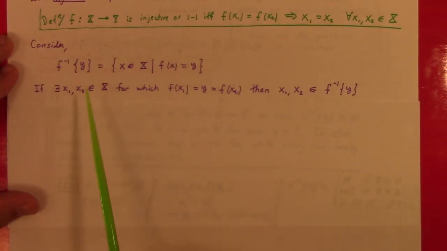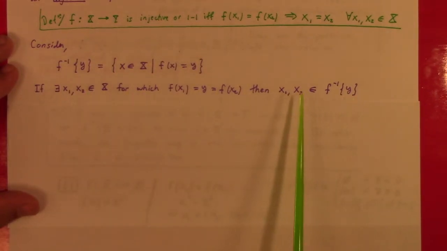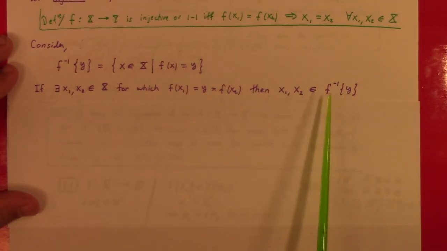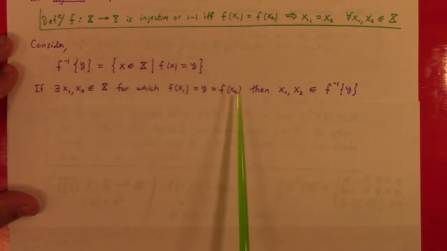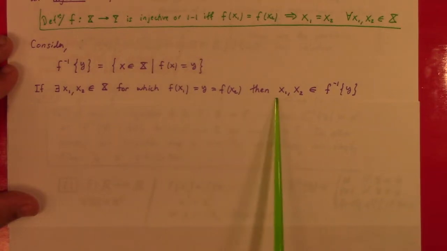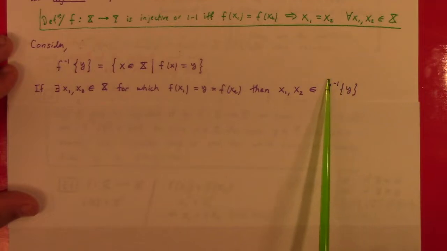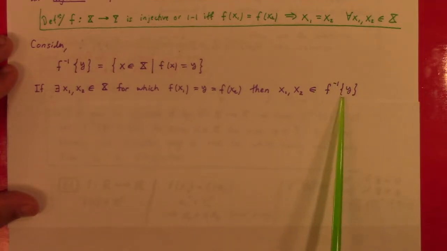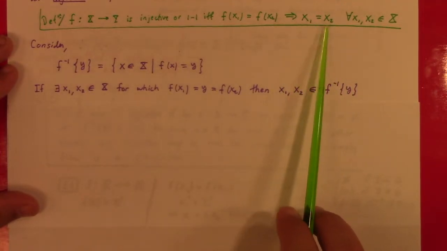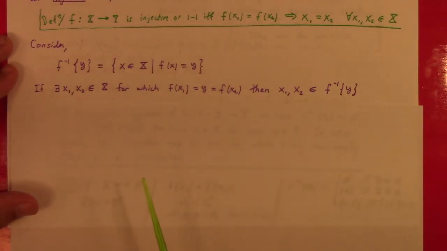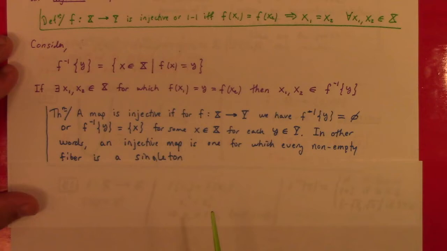And so if we need f(x1) equal to f(x2) to imply x1 equal to x2, then certainly we're going to get into trouble if our inverse image of y has more than one point in it, right? Because we need x1 to be equal to x2. If x1 is not equal to x2, then it's not going to be one-to-one. So that's basically this theorem.